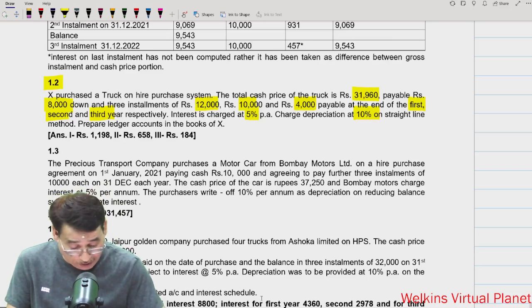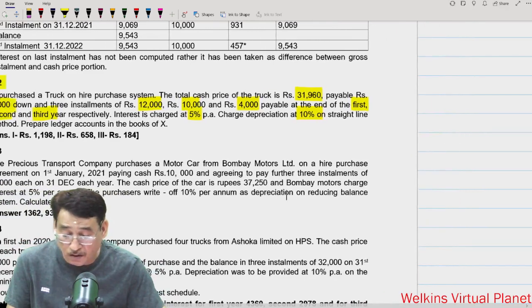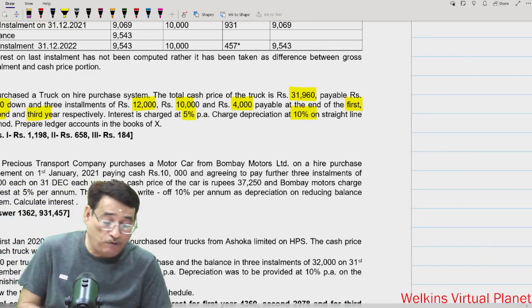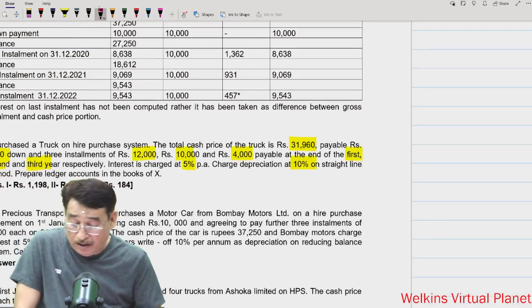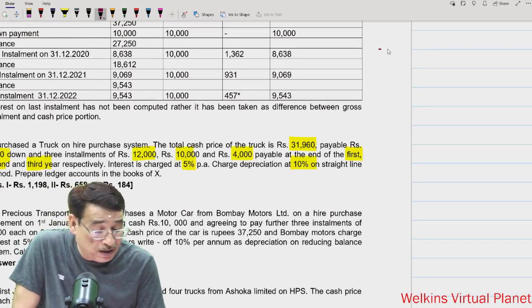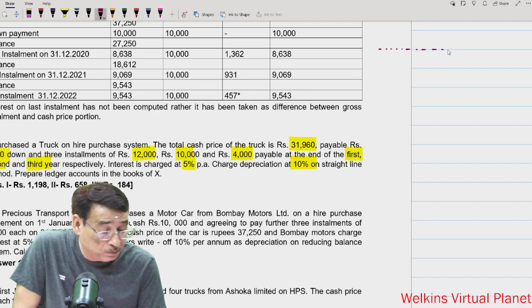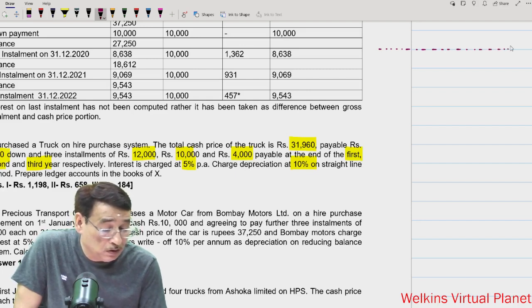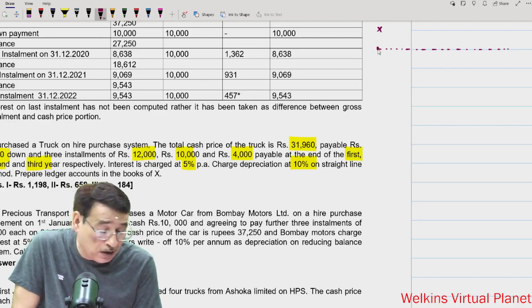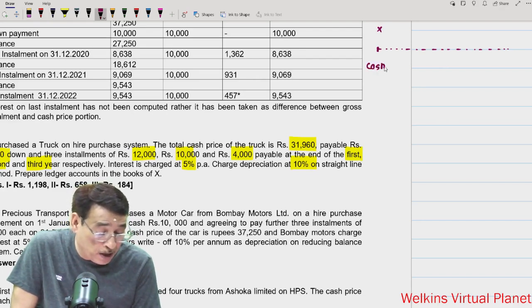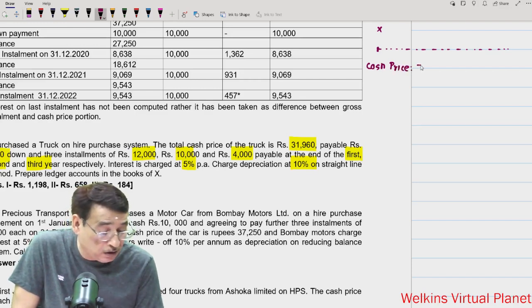So in this question, so far the information is like this, that Mr. X has purchased a truck. Mr. X is the hire purchaser. He has purchased a truck and the total cash price of the truck, the total cash price which is given to us, is 31,960.